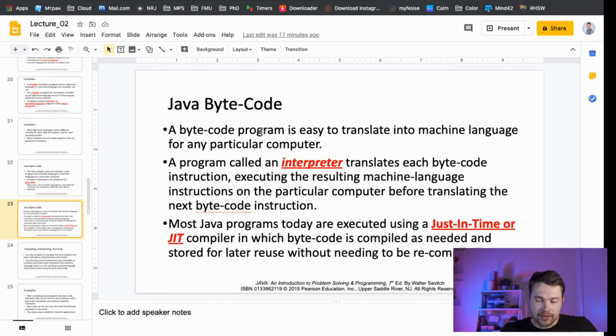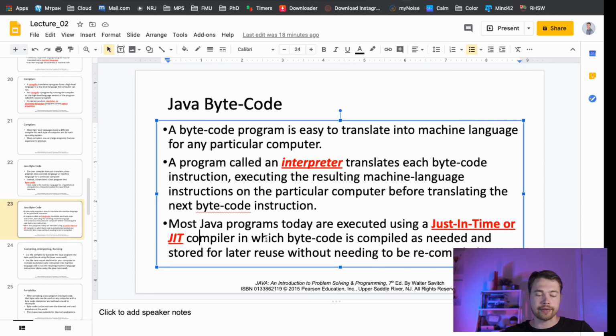A bytecode program is easy to translate into machine language for any particular computer. A program called an interpreter translates each bytecode instruction, executing the resulting machine language instructions on the particular computer before translating the next bytecode instruction. Most Java programs today are executed using a just-in-time, or JIT, compiler, in which bytecode is compiled as needed and stored for later use without needing to be recompiled.